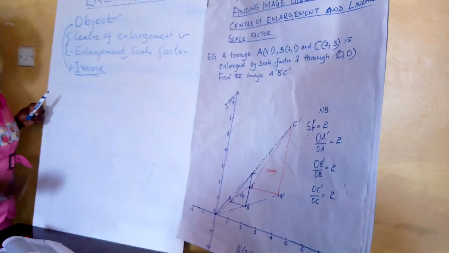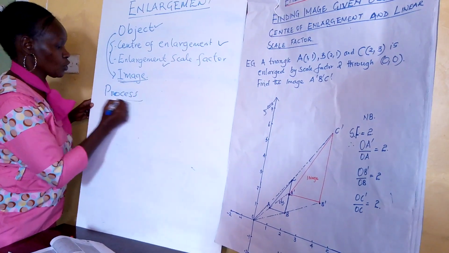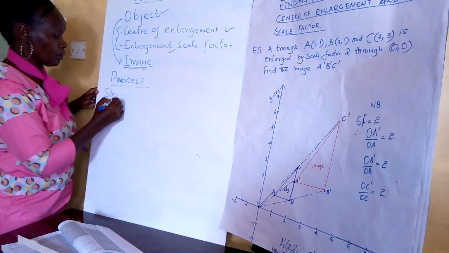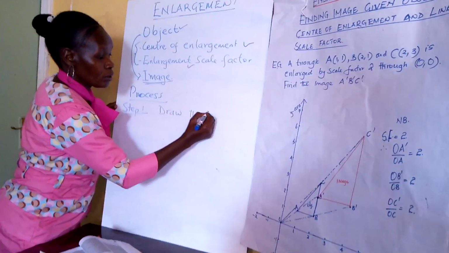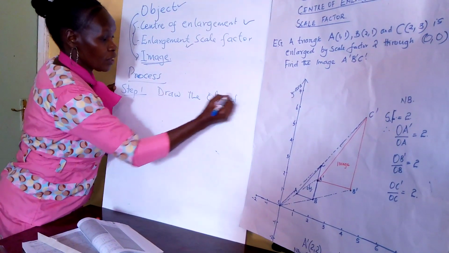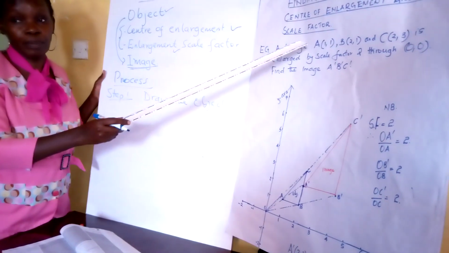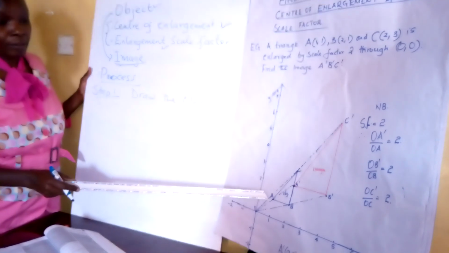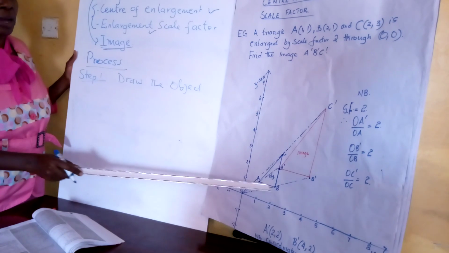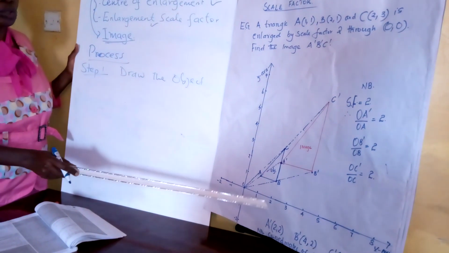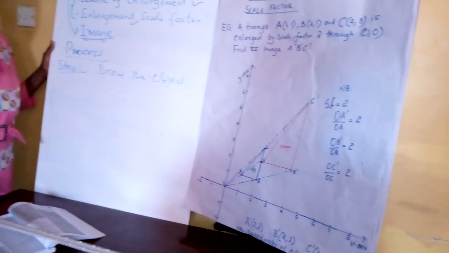So the very first process of looking for the image is that step 1, you're supposed to draw the object on the Cartesian plane. So you plot A, which is 1, 1, B, which is 2, 1, and C, which is 2, 3, and join them to form your triangle ABC.